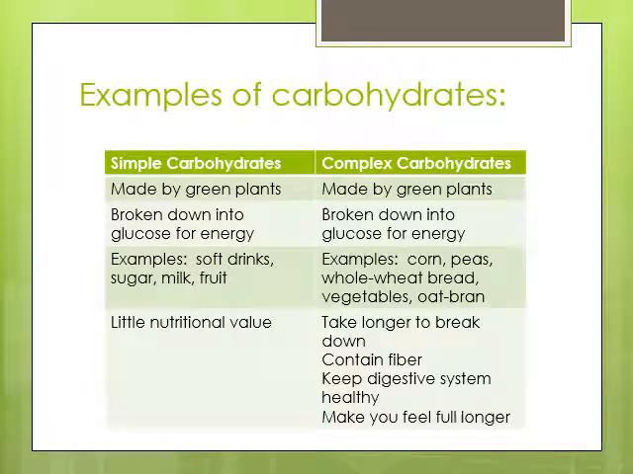Versus complex carbohydrates, still made by green plants, still broken down into glucose for energy, but they're complex, so it takes a little bit longer to break down. They usually contain more fiber, they keep your digestive system nice and healthy, they make you feel full a lot longer, which makes sense, right? If you think about drinking like a soft drink or eating a bunch of sugar versus eating something like vegetables or oat bran, corn, peas, whole wheat bread, all of those are examples of complex carbohydrates.